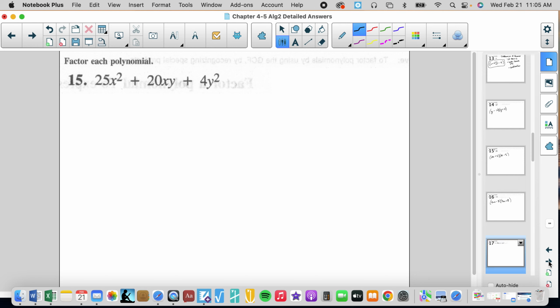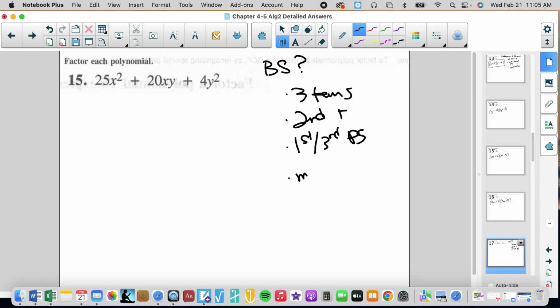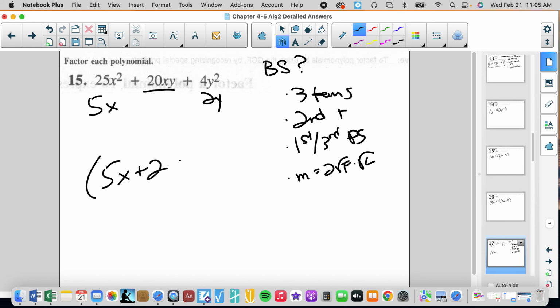So we know this is not difference of squares. We know that we're going to check for binomial square. Binomial square has those 4 characteristics. 3 terms, second sign positive, first and third perfect squares. And does the middle equal 2 times the square root of the first times the square root of the last? 5x, 2y, multiply it and double it. Does it equal my middle? Yes, it does. So we get 5x plus 2y quantity squared.